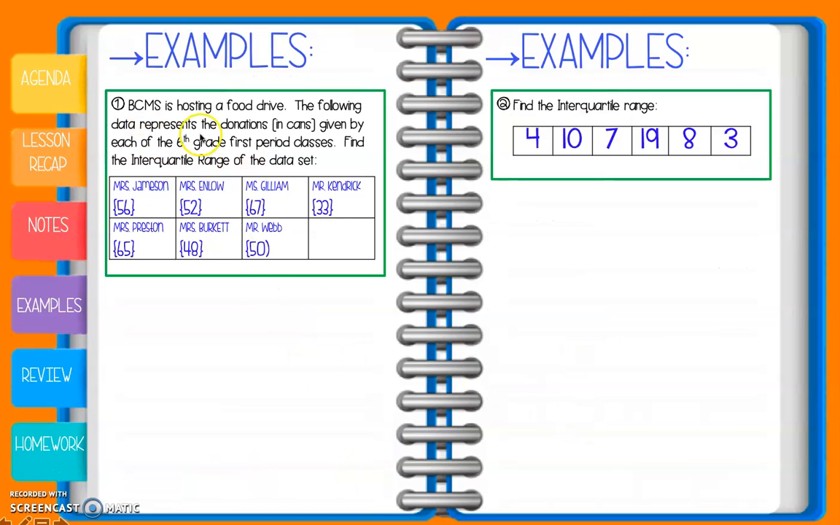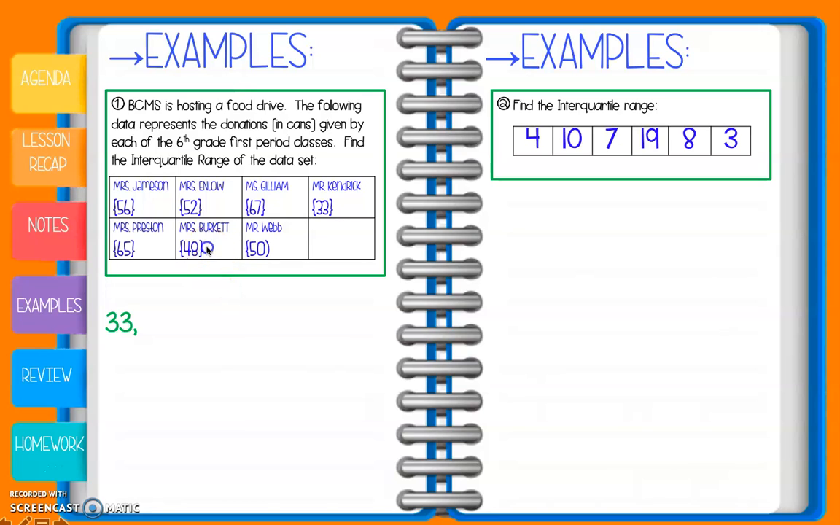We have BCMS is hosting a food drive, and the following data represents the donations in cans given by each of the 6th grade first periods. Find the interquartile range of the data set. The very first thing we're going to do is order these from least to greatest. I see my least is Mr. Kendrick. He has 33.